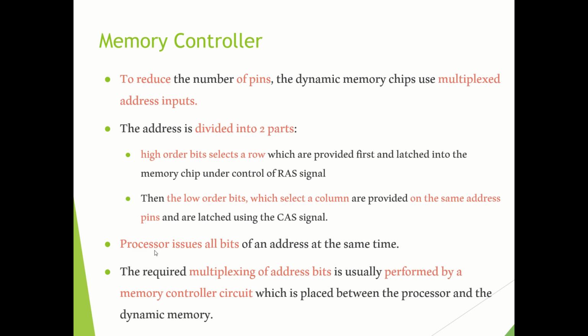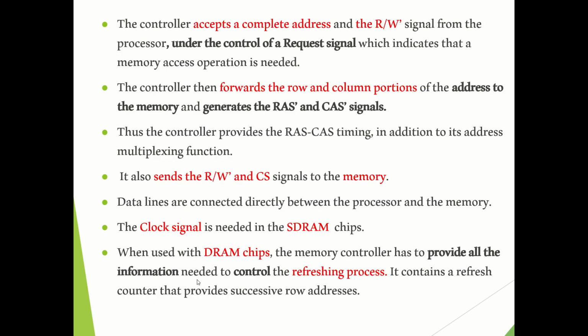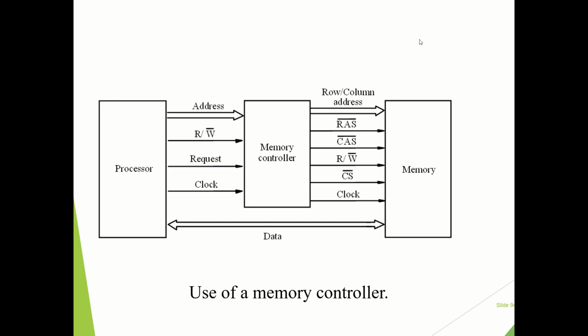And I said that the processor will issue all the bits in order to access a particular bit from the memory. The multiplexing of the address is actually done by a controller called the memory controller, and normally the memory controller is placed between the main memory and the processor. So this is the structure of a memory controller. It sits between the main processor and the memory.